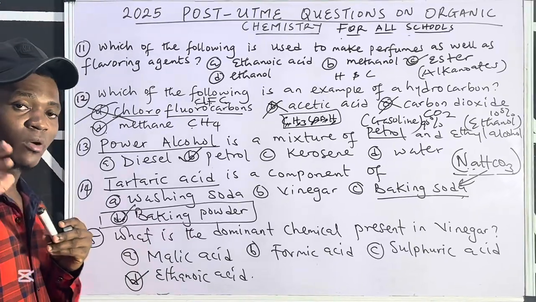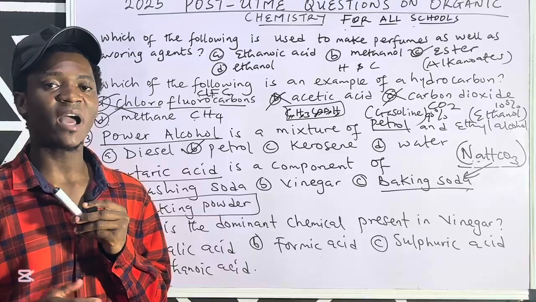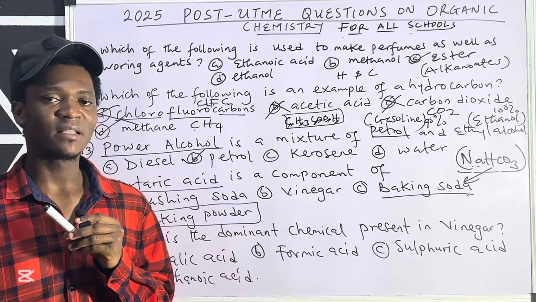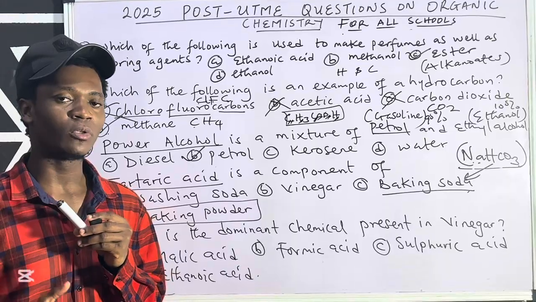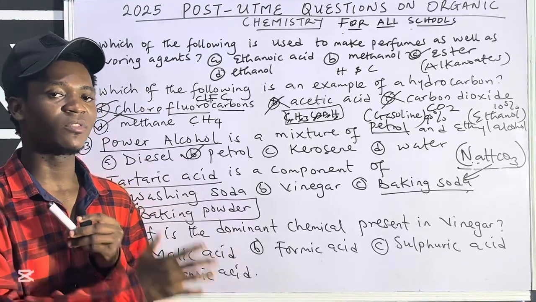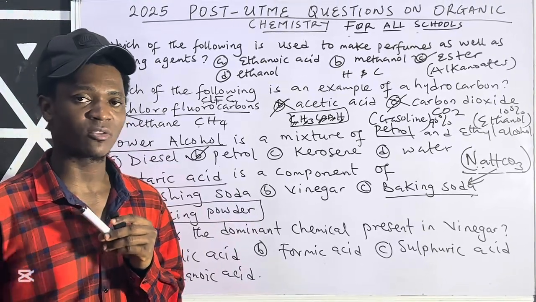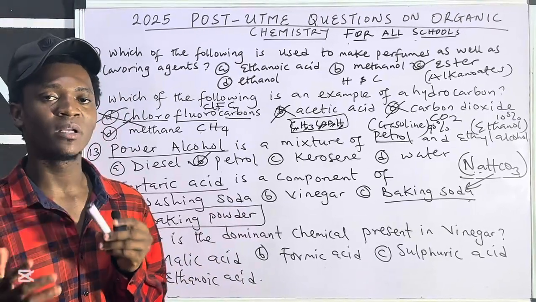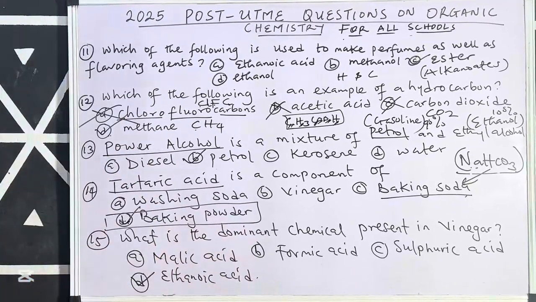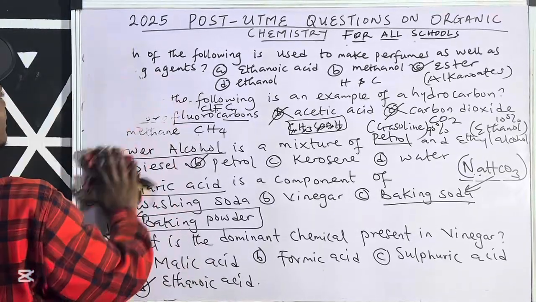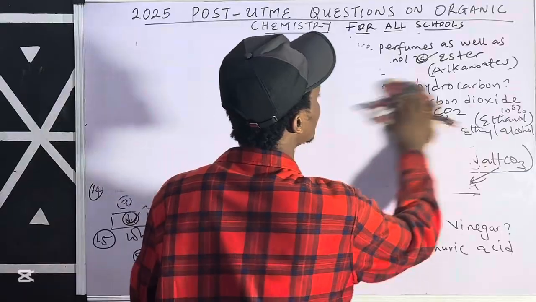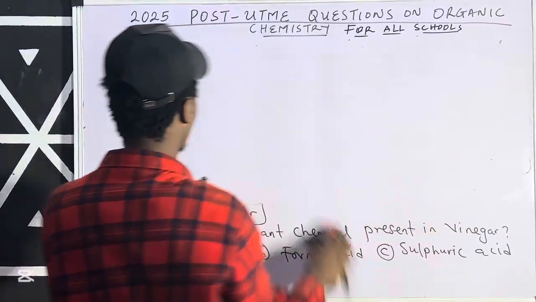But I would want to list the first 10 members of the alkanoic acids and then tell you their common names as well as their sources, so that you know where you can find each of these acids. It will be of relevance to you. In case they twist a question on this, you'll be able to answer the question with ease. So let me just create a little space here. Now considering the first 10 members.